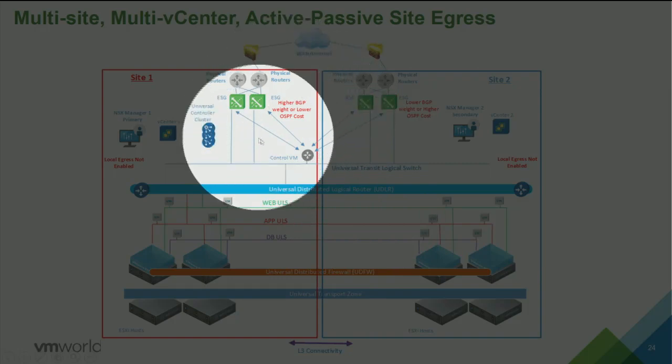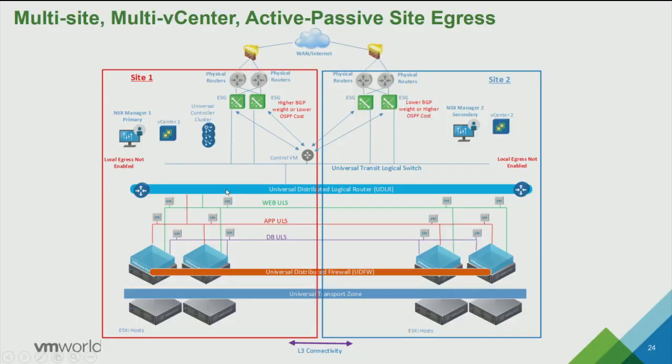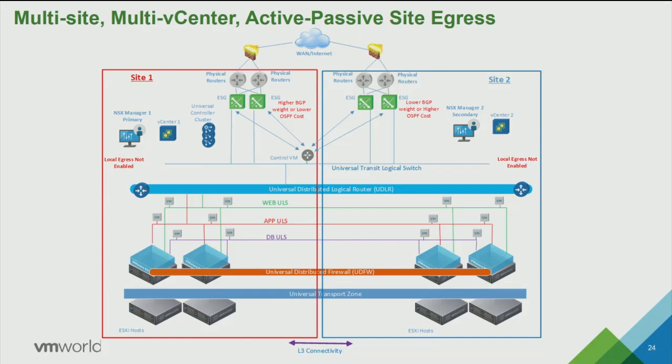Now, this universal control VM peers with the ESGs across both sites. It learns the best forwarding information. I'm controlling that through routing metric, and I'm saying the ESGs at site 1 have a higher metric, such as maybe BGP weight, if I'm using BGP. So the control VM gets that routing information, passes it to the universal controller cluster, and that controller cluster is responsible for distributing that forwarding information to the hosts. Now all the hosts know the best forwarding path is out the site 1 ESGs, and workloads across both sites use the site 1 ESGs.